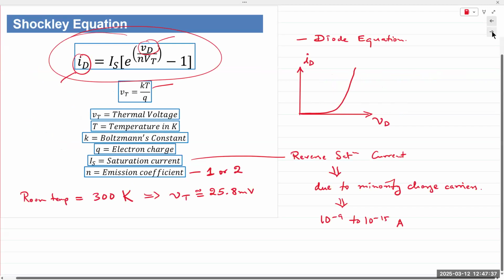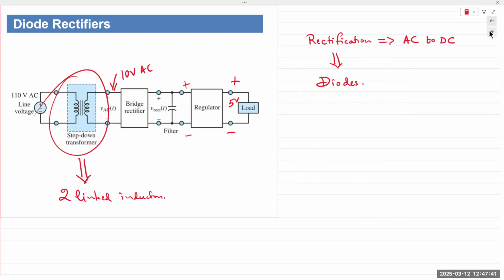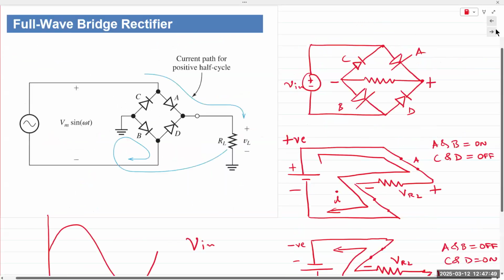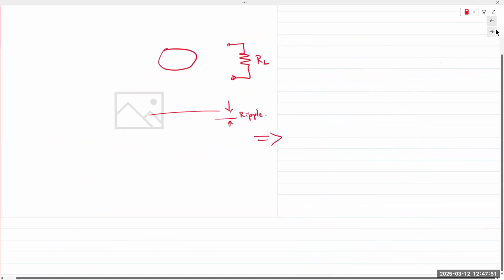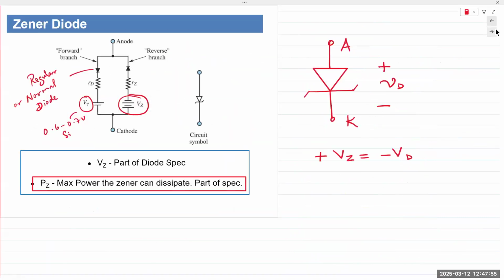All right, then we have the Shockley equation, terminology, and diode rectifier circuits. Please review these few slides on how diode rectifiers would work. And again, any problems that I ask here will be from the homework or the quizzes.